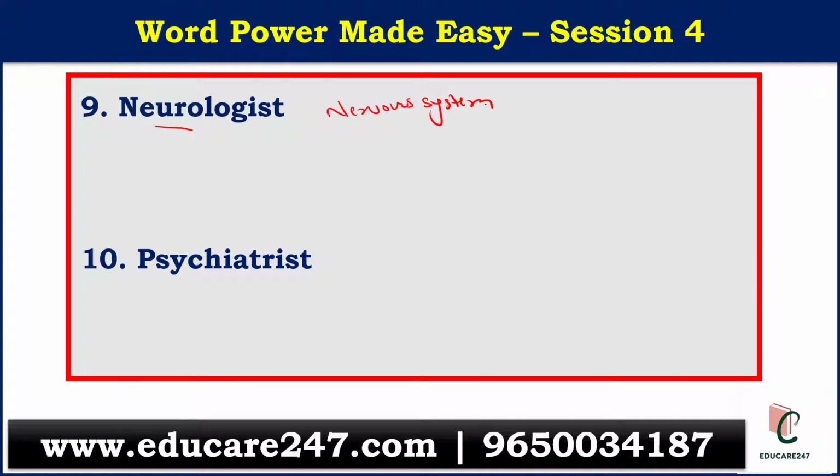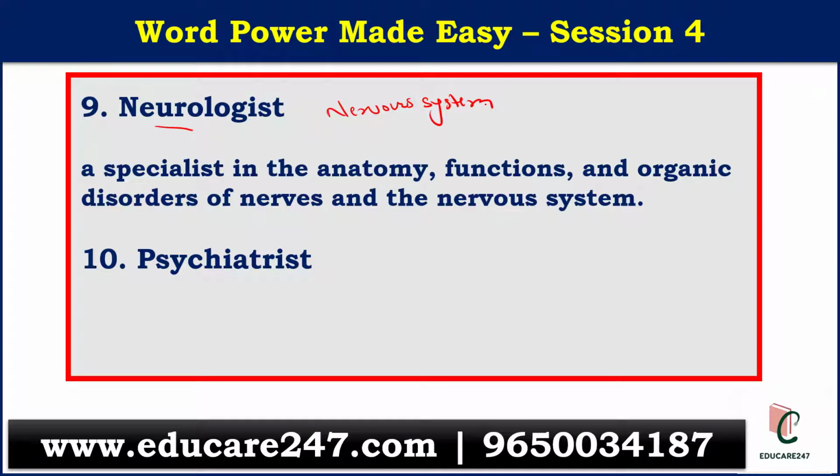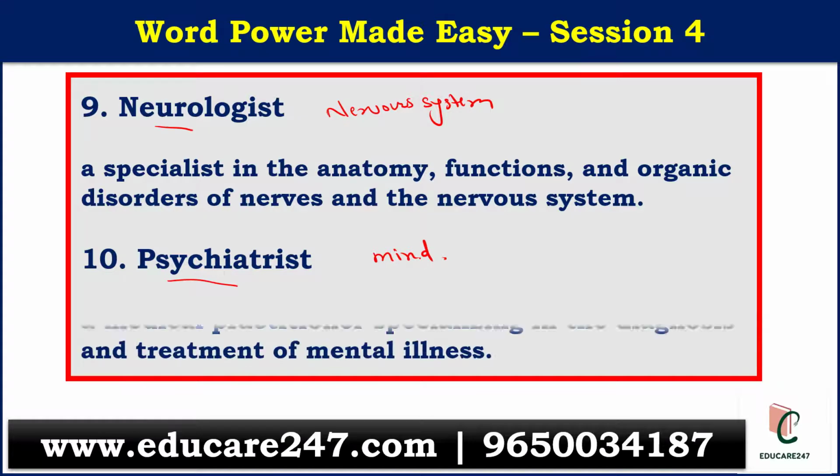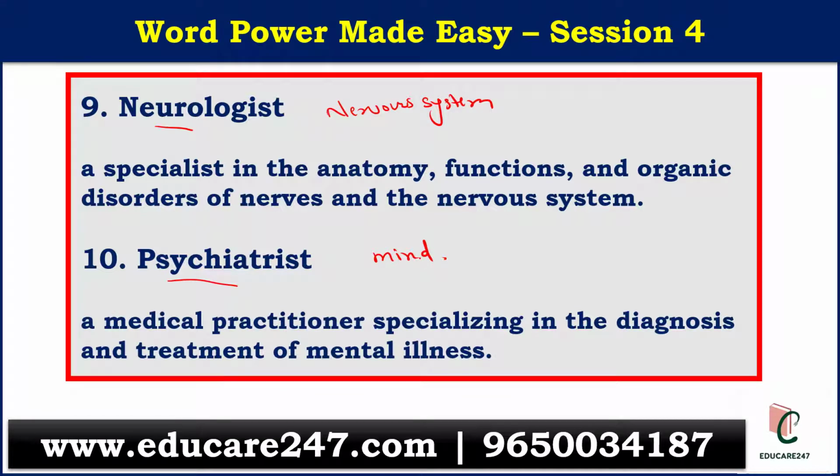So a neurologist is basically a specialist in anatomy, functions and organic disorders of nerves and the nervous system. The final word we have is psychiatrist. It was basically based on the root word psyche, which means mind. So a psychiatrist is a medical practitioner specializing in the diagnosis and treatment of mental illness. So these are the words and their meanings.